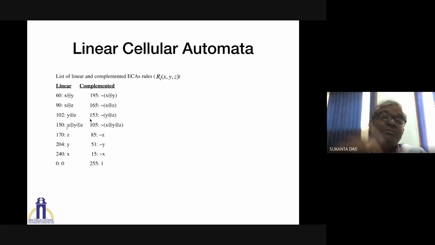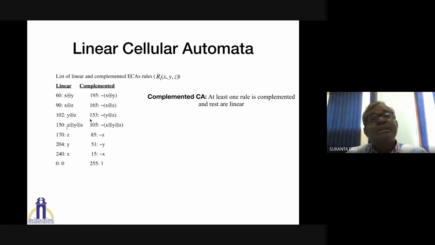from the calculation tools of linear CA. And then there are 165, 153, 105, etc. These rules, right? So they're the complementary rules. We shall discuss them a little bit in the coming classes. So I get a notion of complementary CA. This notion was described and studied by Pal Chaudhuri and his group. So these are complementary CA.